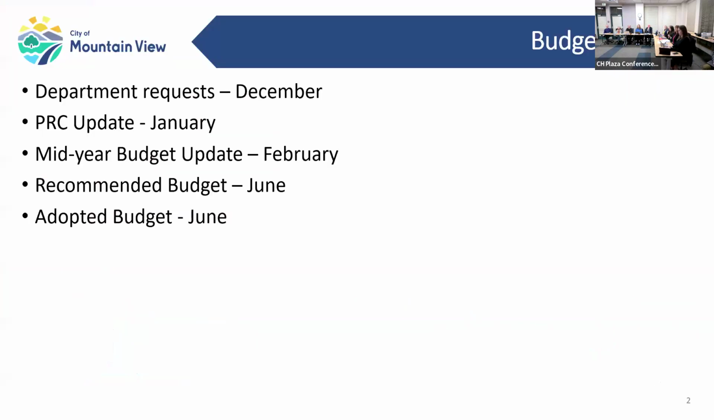So this is the typical budget timeline that we follow. In December, as a department, we compile our budget requests for the next fiscal year and we submit them to our internal budget review team. We bring this update to PRC in January every year to just provide you an overview of our budget requests.